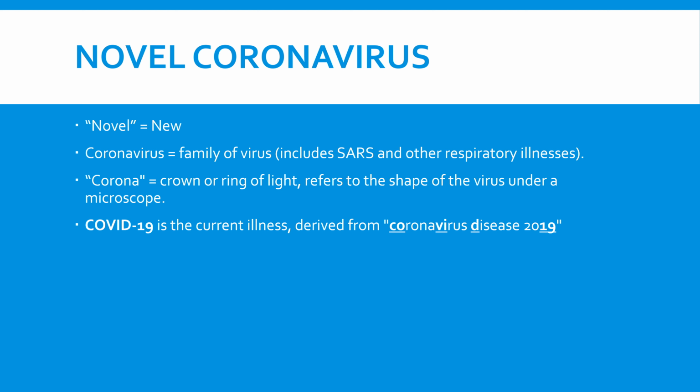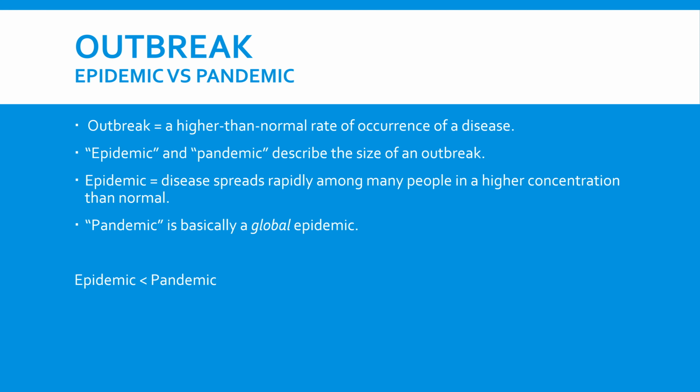Something I figured but didn't quite spell out before was that COVID-19 is the one that we're currently talking about, and it's derived from coronavirus disease 2019. You can see the COVID and -19 is what they pulled out of that to get COVID-19. So that's where that comes from. I did not know that until I looked that up.